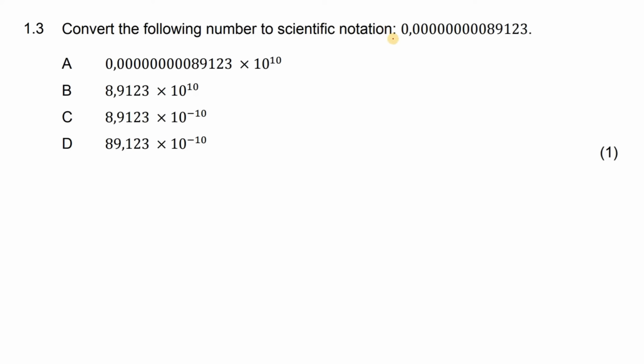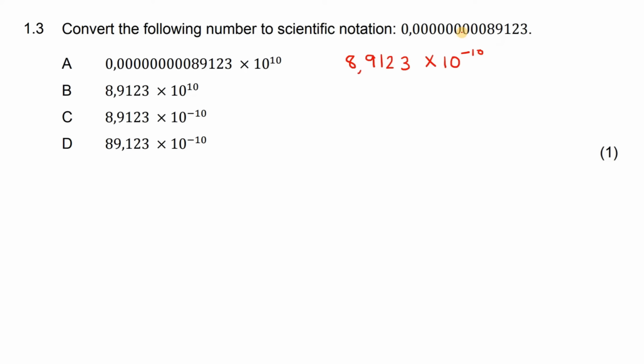Okay, so what you do is you look at these numbers and you find the first non-zero. So there's a non-zero, and you're going to say 8, then you're going to say comma, and then you're going to put all the numbers after that one. So 9, 1, 2, 3, and then you're going to say times 10. Now, you see the decimal was over there. Now we've put it all the way over here. Okay, so that's 1, 2, 3, 4, 5, 6, 7, 8, 9, 10. So we're going to put here negative 10.